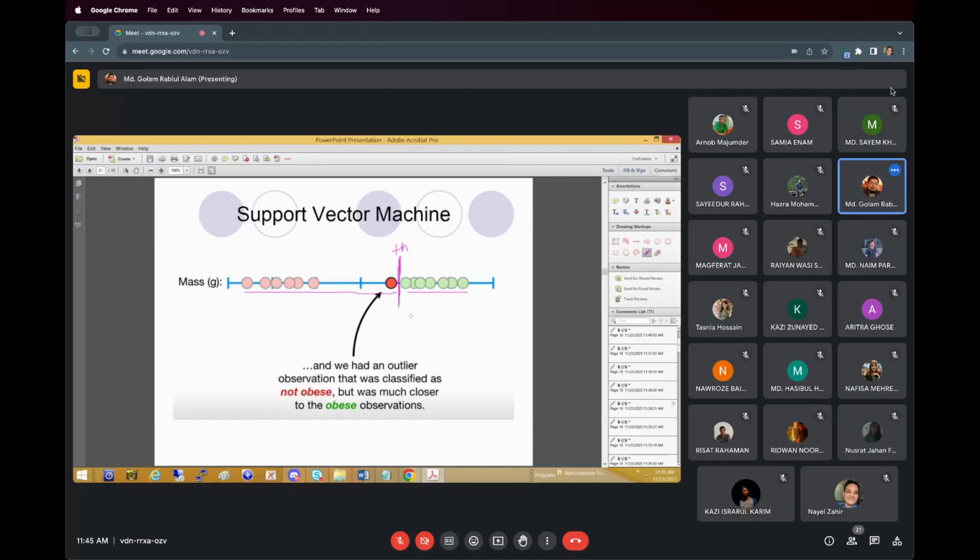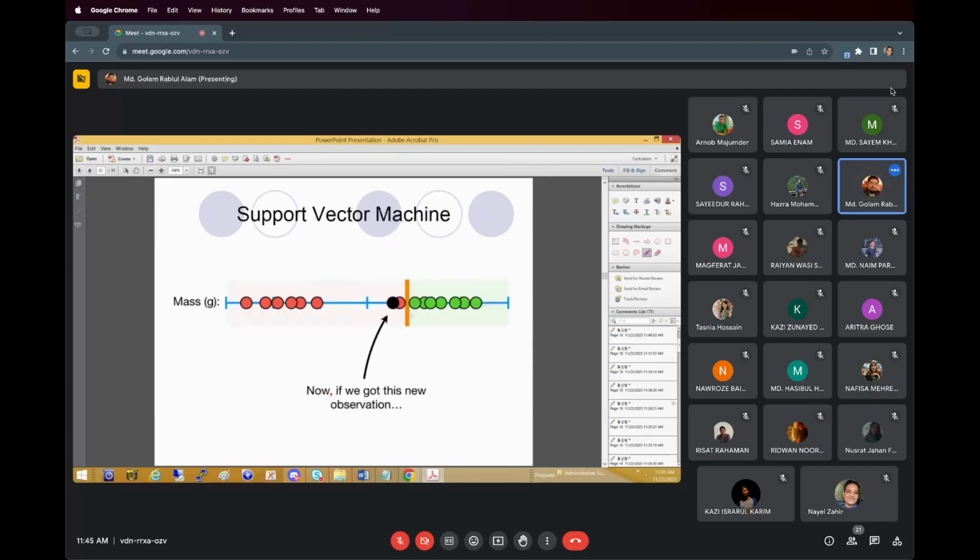But now, in the test case, we got an observation, the black one. If we get this observation, it will be classified as no obese. So this one is classified as no obese.